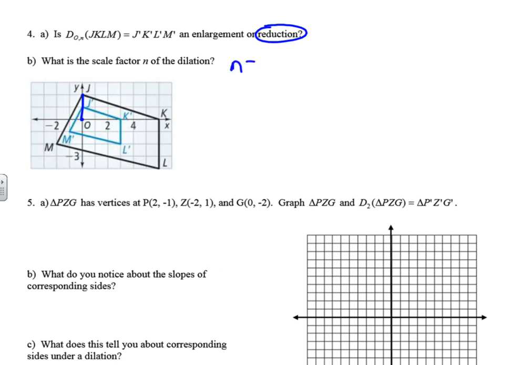And what is the scale factor? So I'm going to look at O J prime over O J. Remember, image over pre-image. If you use this vertical line, we don't have to do the distance formula, we can just count. From O to J prime, that's 1 away, and from O to J is 2 away, so that's 1/2. So the scale factor for that is 1/2.